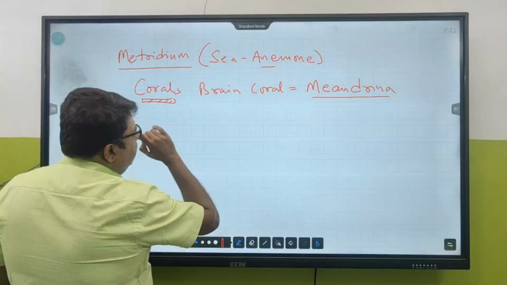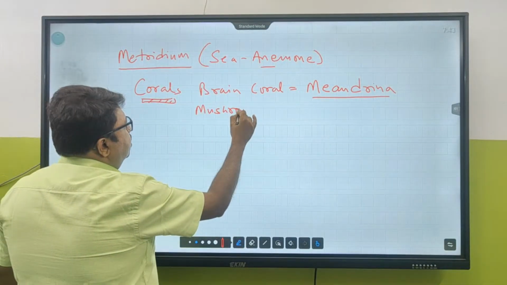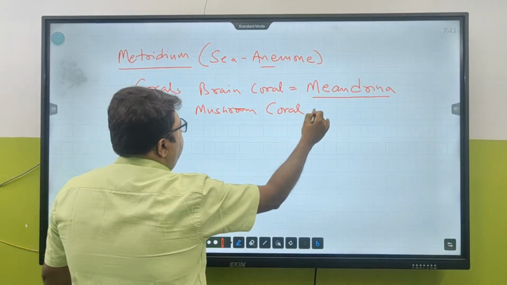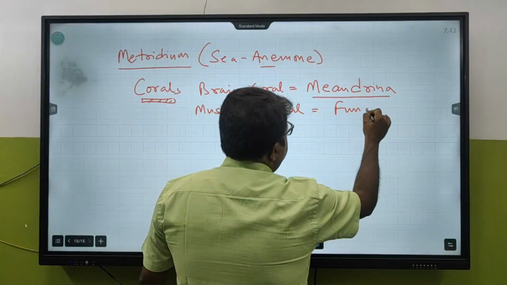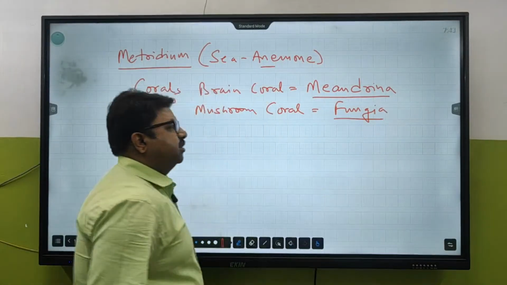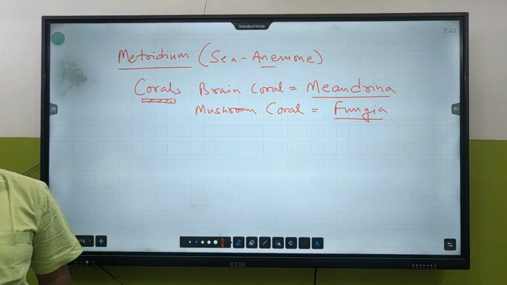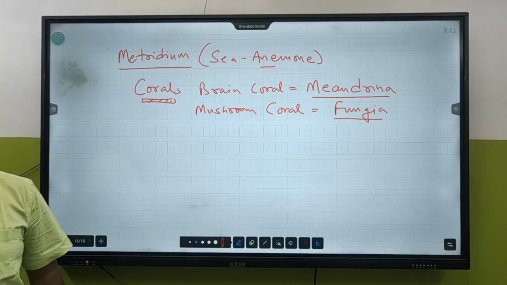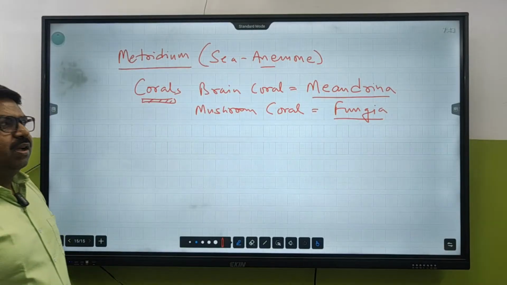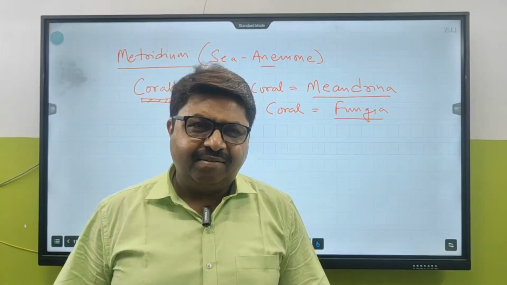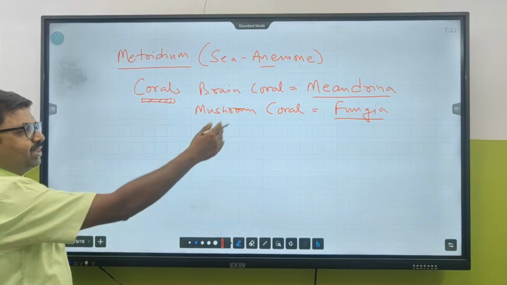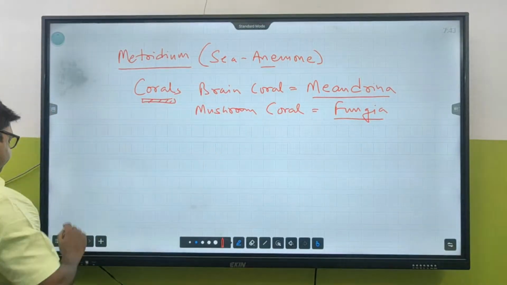Some of the corals look like mushroom. So the example is mushroom coral, and the scientific name of mushroom coral is Fungia. Is it clear? Mushroom coral is Fungia. Mushroom, you know already, fungi.